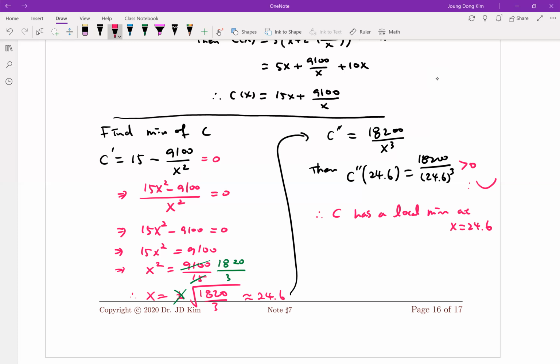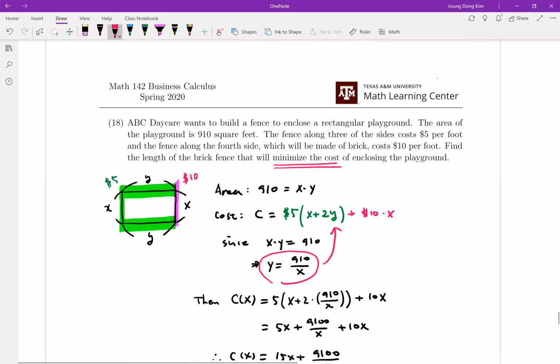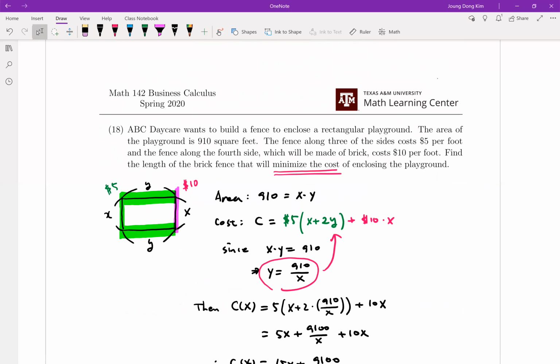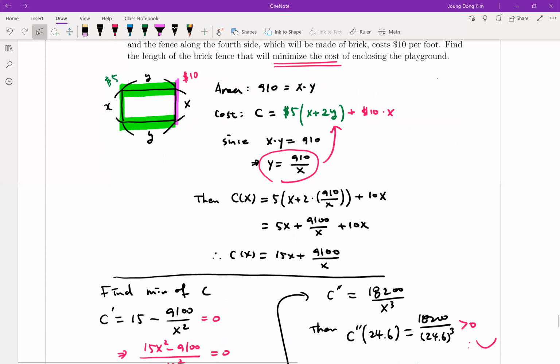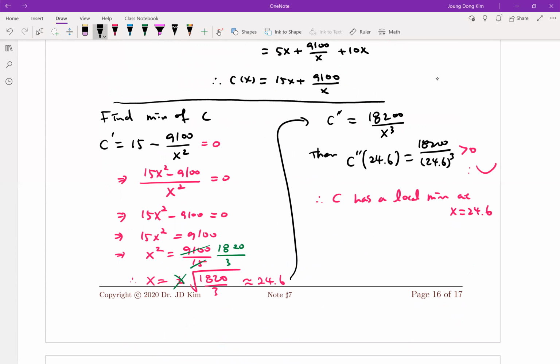Is that okay? Now let me check the problem. The question asks you to find the length of the brick side, which is x, right? There we go. We already found x, which is the brick side. So the final answer: to minimize the cost, the brick side must be 24.6 feet. That's it.